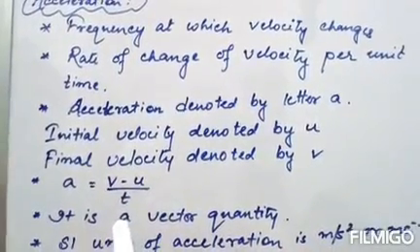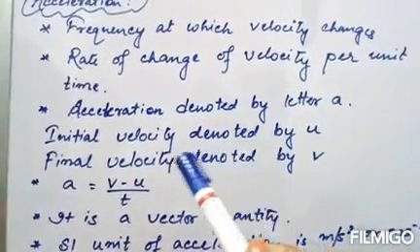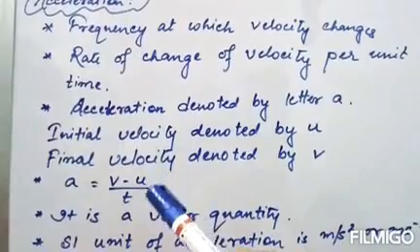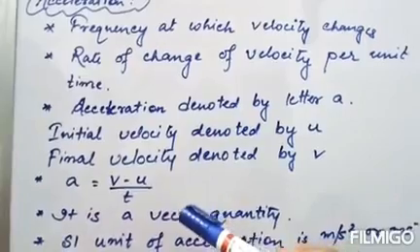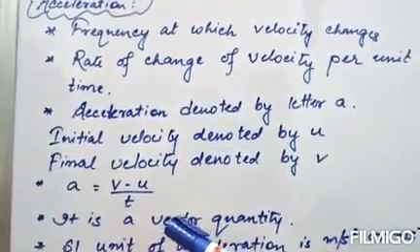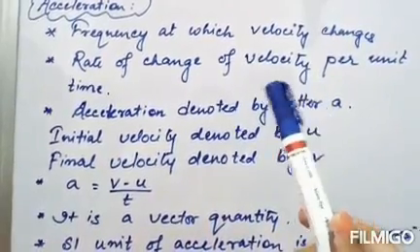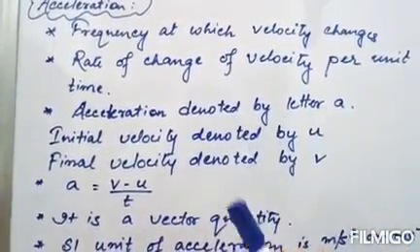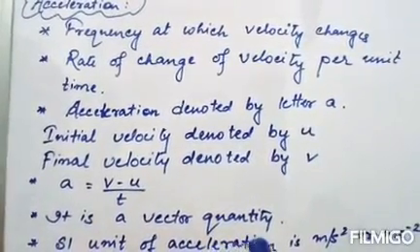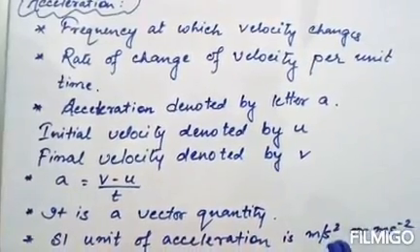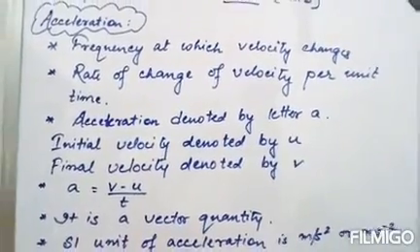Next, it is a vector quantity. Why vector quantity? Because acceleration is change of velocity by time, and velocity is already a vector, it will always have a direction. So acceleration, the rate of change of velocity, will obviously have a direction, so it's a vector quantity. Next, the SI unit of acceleration is meter per second square, or you may also denote it by meter second minus 2.